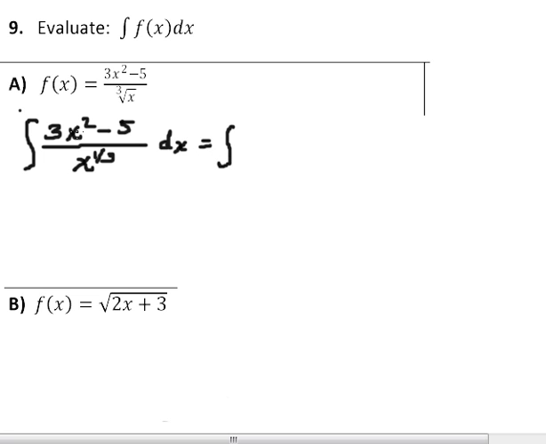First, we're going to divide x squared by x to the 1/3. All right, that's x to the 6/3 divided by x to the 1/3. Subtract those exponents, and we have x to the 5/3. And then we have 5 divided by x to the 1/3. That's 5 times x to the minus 1/3.